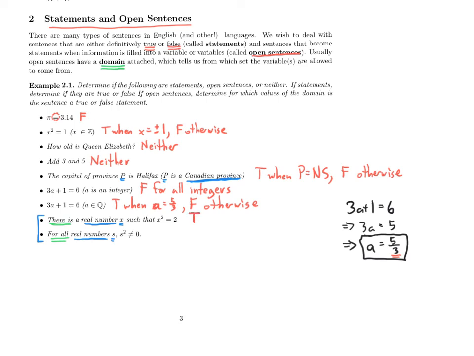So here it says there is a value, which means we're just looking for one. So there is a value, a real number, x, such that x squared equals 2. That's true. In fact, there's two of them, plus square root 2 and minus square root 2. So this is true. And it's just true. It's not an open sentence. It's just a true statement, because all it's asking is there a real number so that x squared equals 2? There is. So it's telling the truth.